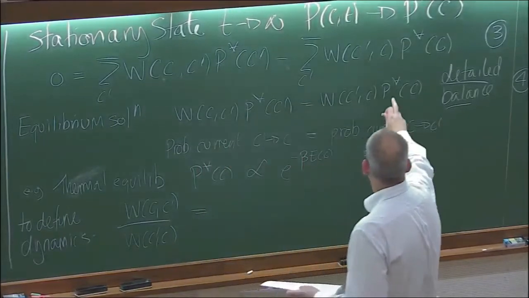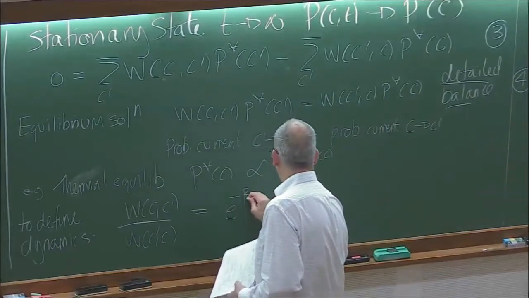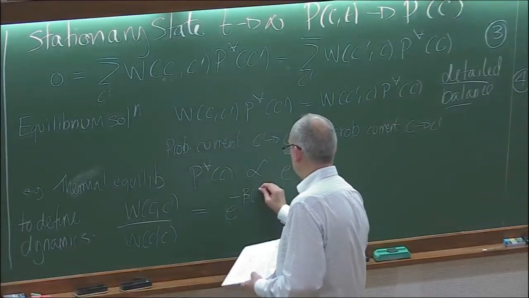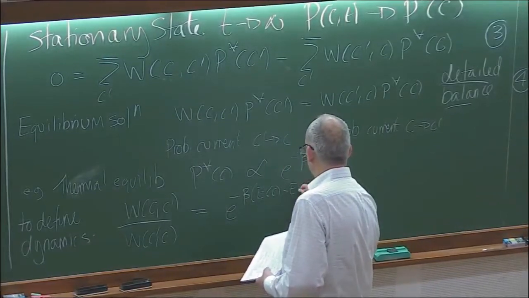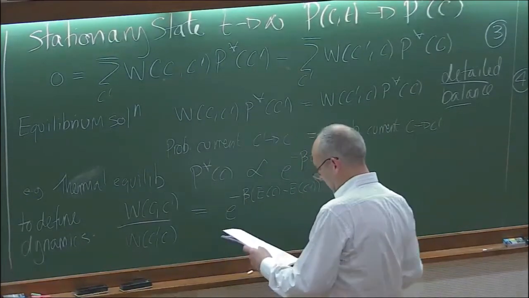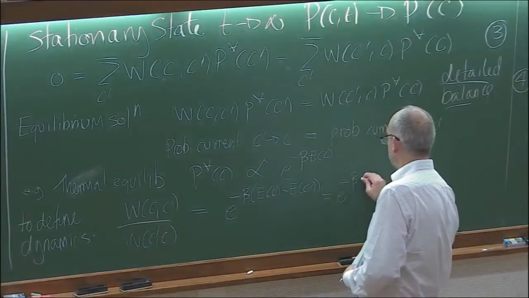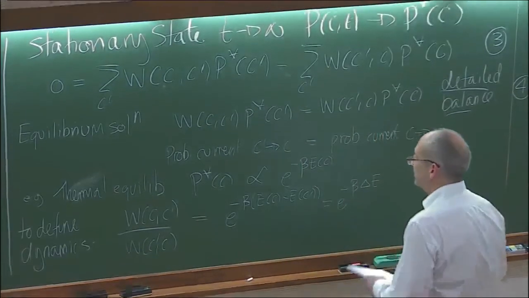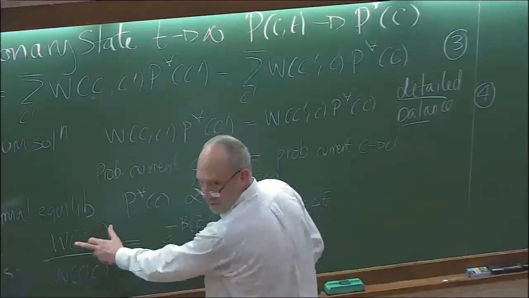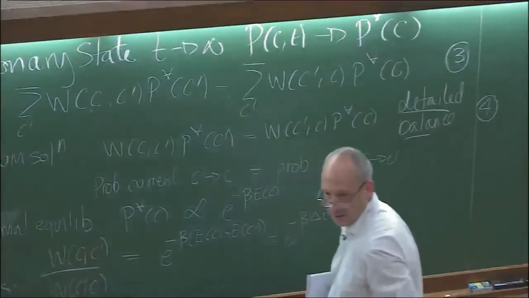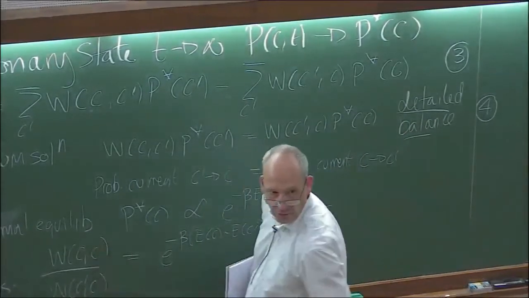Well, it should be P star of C divided by this. So e to the minus beta, E of C minus E of C prime. And I'll call that e to the minus beta delta E. So delta E is the energy change when we go from C prime to C. So we know to have detailed balance, that's what we want.